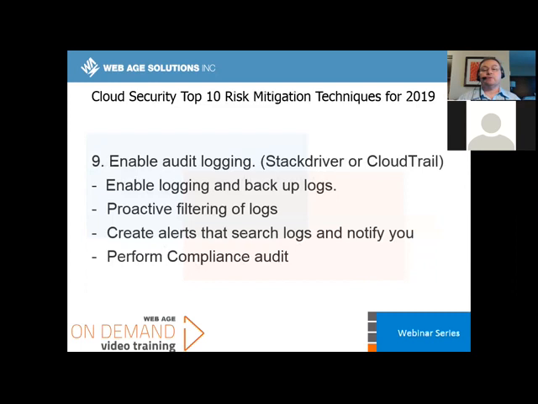For example, Google Stackdriver is extremely powerful in what you could do with it. You have the ability to be reactive, but you have the ability to be proactive, right? It's all about being proactive.